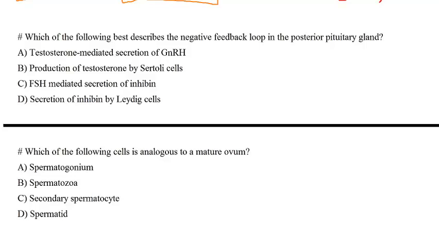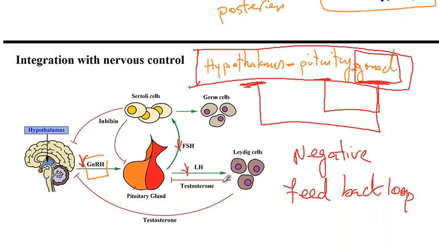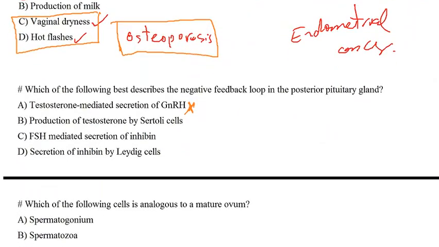Next, which of the following best describes the negative feedback loop in the posterior pituitary gland? Okay, so testosterone mediates secretion of GnRH? No. Testosterone inhibits secretion of GnRH. So here, let me show you quickly this feedback loop. So here you can see that testosterone inhibited the pituitary gland and hypothalamus. So LH, FSH, and GnRH secretion will be decreased. So choice A was incorrect.